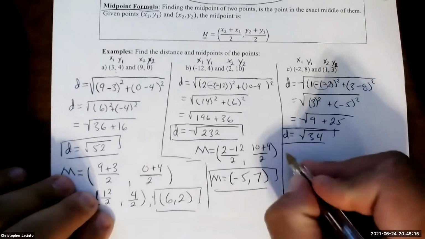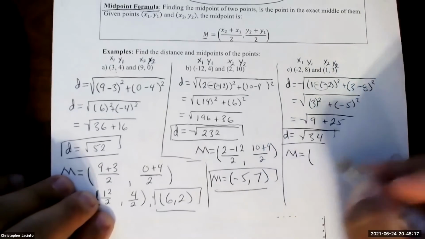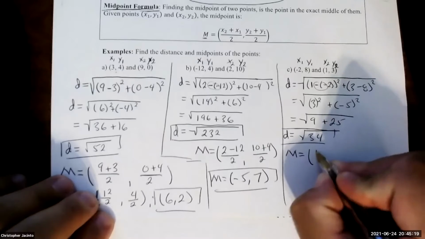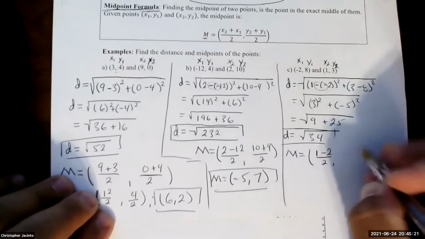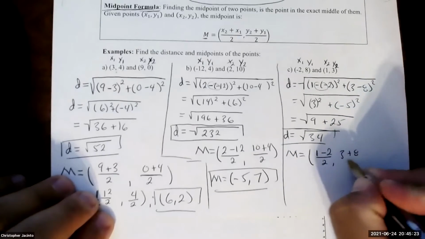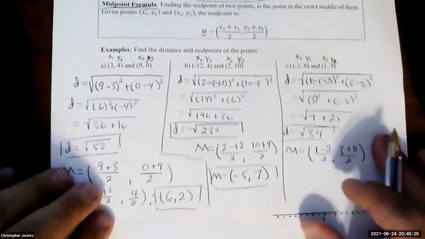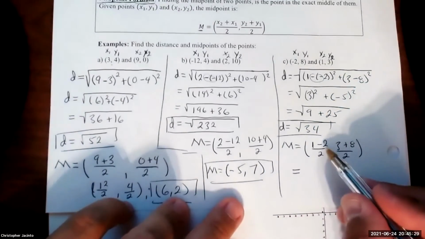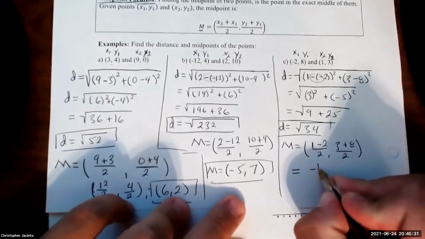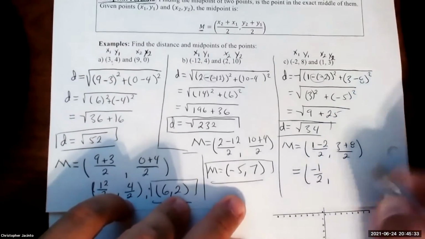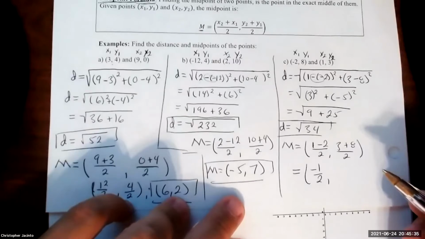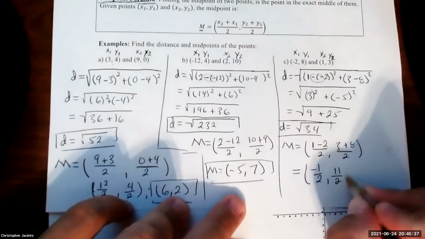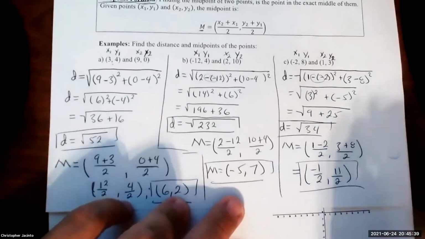All right, and then lastly, our midpoint. So add the two x's, so 1 minus 2 over 2, and 3 plus 8 over 2. So this time we're going to have fractions. So 1 minus 2 is negative 1, so this is just negative 1/2. 8 plus 3 is 11. So you can leave it just like that. There you go.